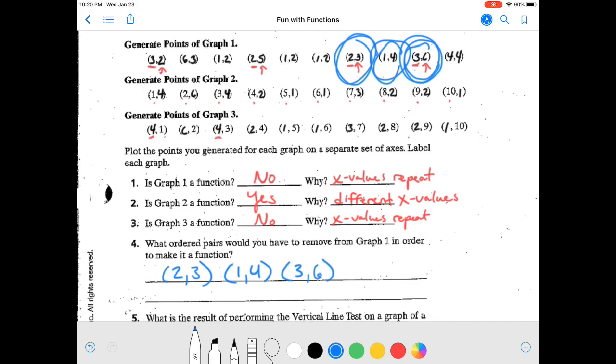I do want you to notice something interesting in this, though, and that's that the point 1, 2 repeats several times. If the same point repeats over and over again, that doesn't make a difference as to whether or not a graph is a function.